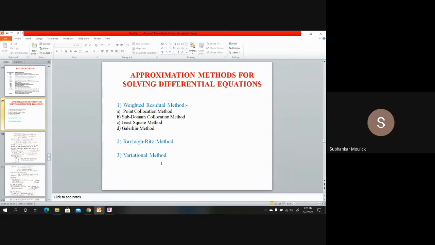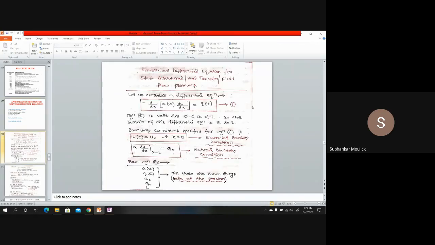Okay. So let us first understand what is the weighted residual method. Before understanding that, let us take a governing differential equation for a problem. That problem can be a structural problem, a heat transfer problem, or a fluid flow problem.